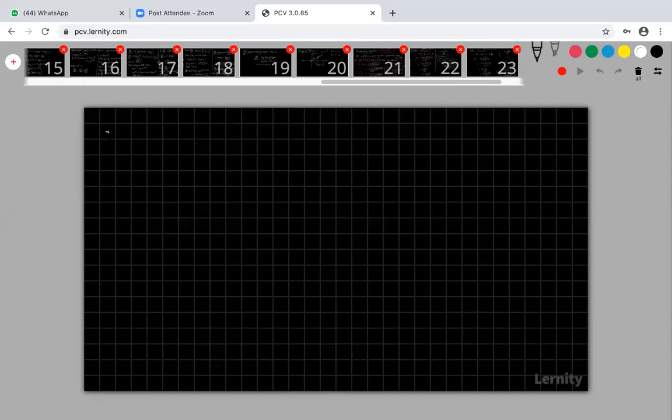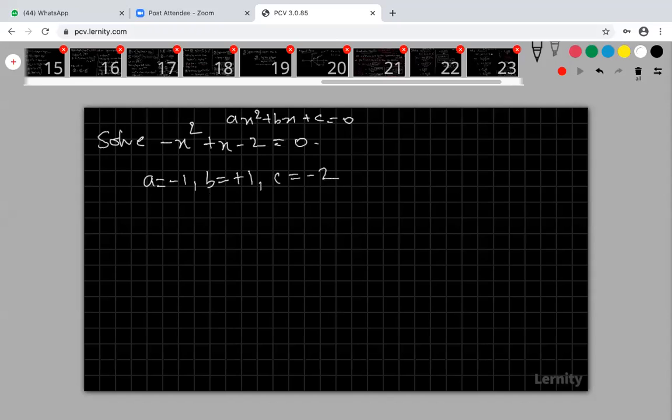The next one: solve minus x square plus x minus 2 equal to 0. What is the general form? ax square plus bx plus c is equal to 0. What is my a? My a is minus 1, b is plus 1, c is minus 2. Substitute that. What is the general formula? Minus b plus or minus root of b square minus 4ac whole divided by 2a. So my b is 1.